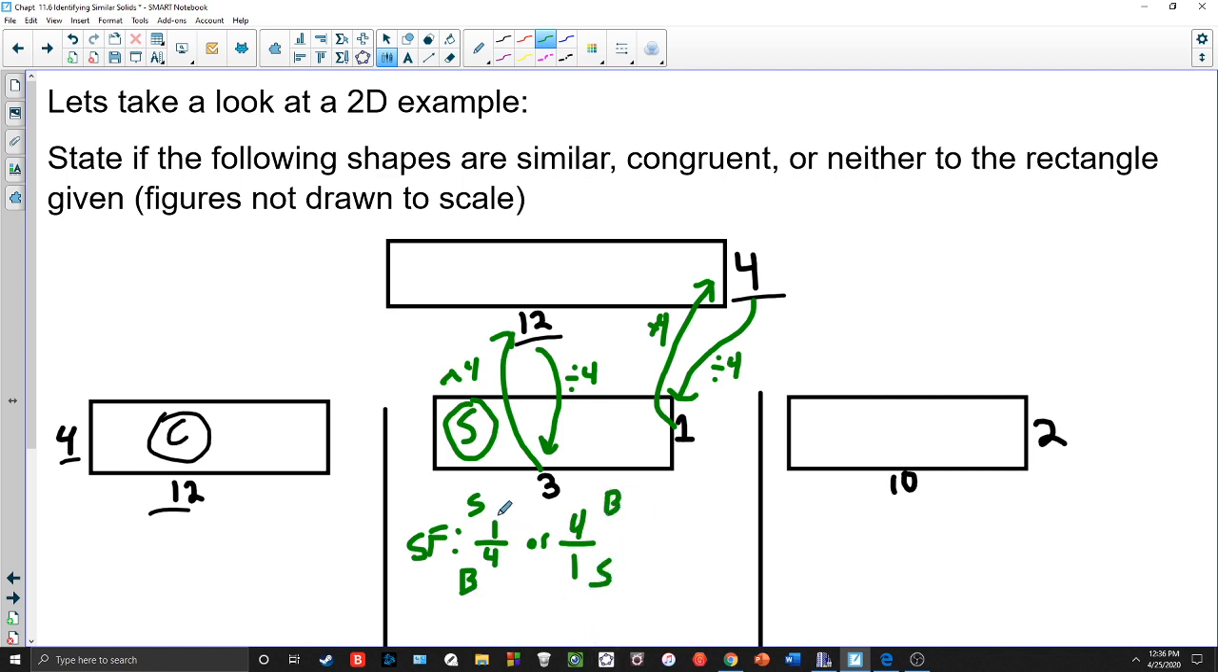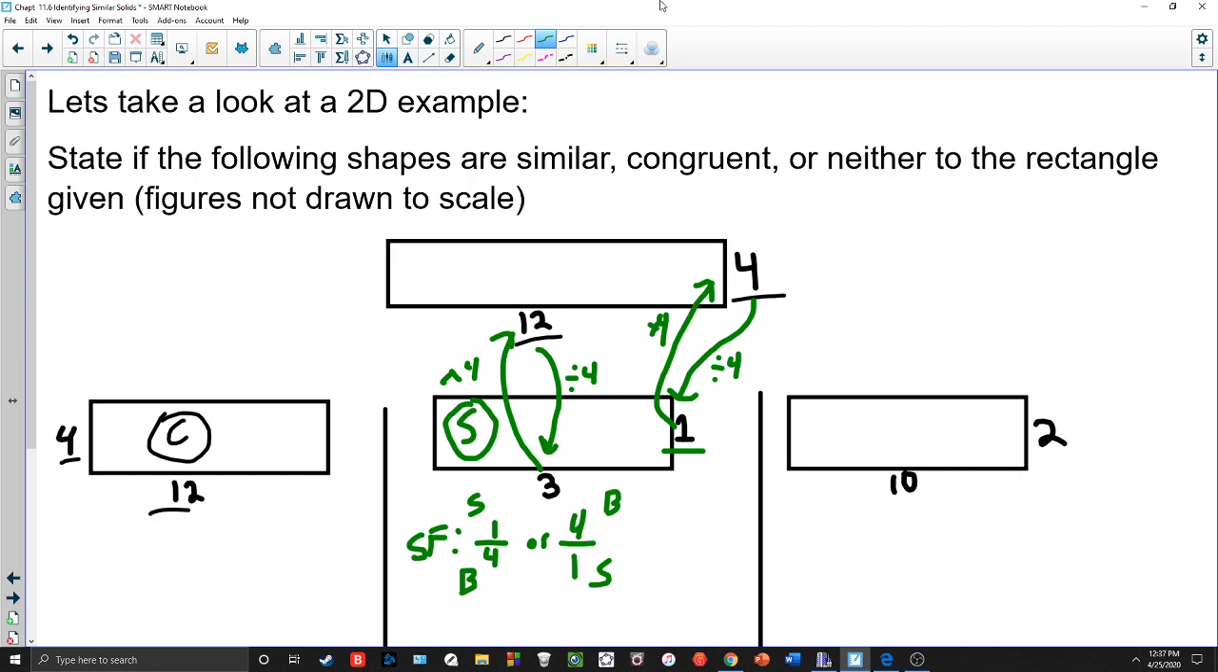So this says every 1 unit on the small shape is equal to 4 units on the big shape. Or again, you can reverse it. Every 4 units on the big shape is equal to 1 unit on the small shape. However you want to think about it. But again, if you look at the 1 to 4, it makes pretty clear sense, right? Every 1 unit on the small is 4 units on the big. Well, I have 1 unit here. That means I have 4 units here. 3 units here, so 3 ones. Here I'm going to have 3 fours. 3 ones make 3. 3 fours make 12.